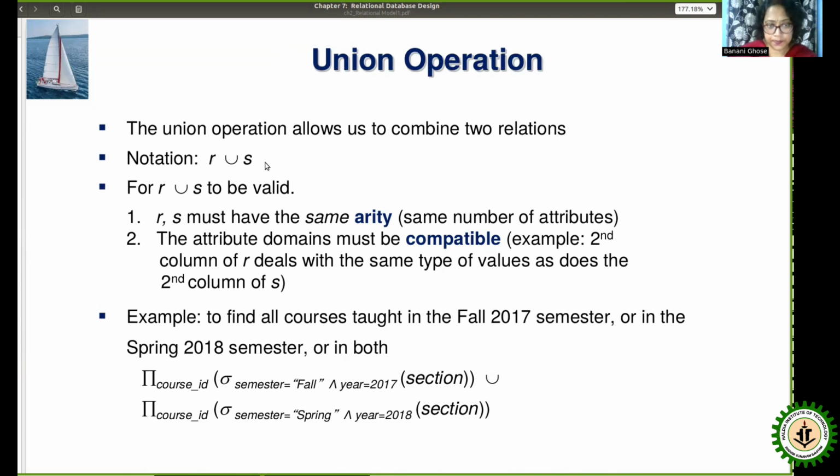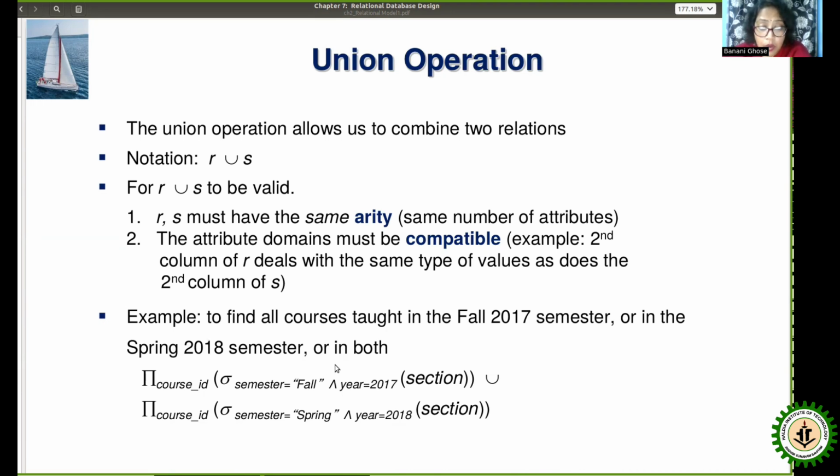R union S. R union S will be valid if and only if R and S have the same number of attributes. If R and S have different numbers of attributes, then the union operation will not be possible. So what is it called? It must have the same arity. Arity means the same number of attributes. Then the resultant table is also going to be a table. The attribute domains must be compatible.